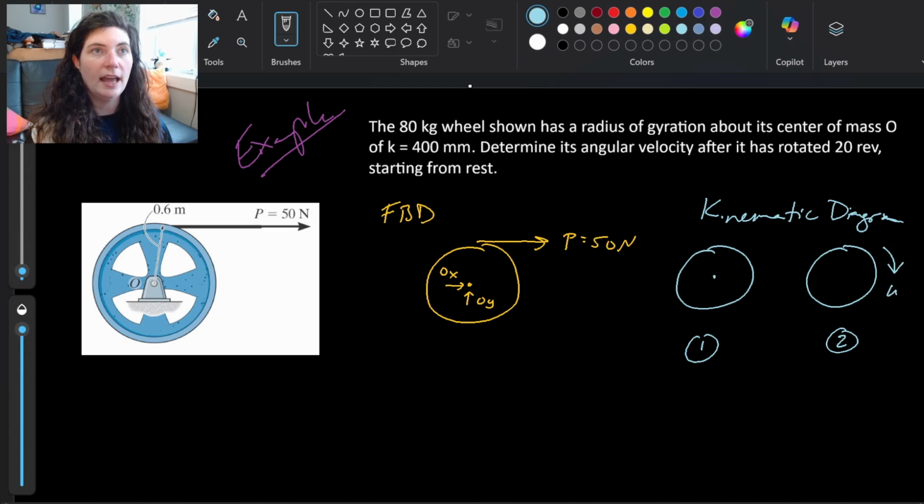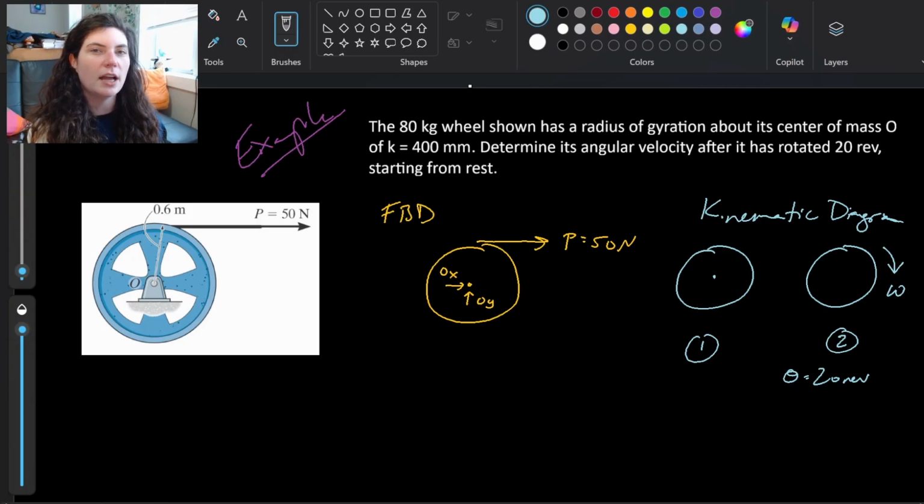It has an omega. And it goes through 20 revolutions, right? Remember, one revolution is one full time around the circle, so it's gone through 20 of those. You don't need that on your diagram. I would just make a note that it's gone through the 20 revolutions. And then it will have some angular velocity. So your theta that it travels through, 20 revolutions, we need to convert into radians, but we can do that in just a second.